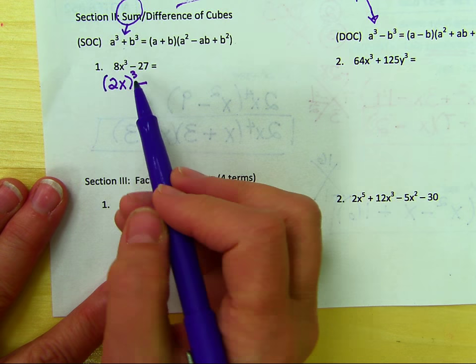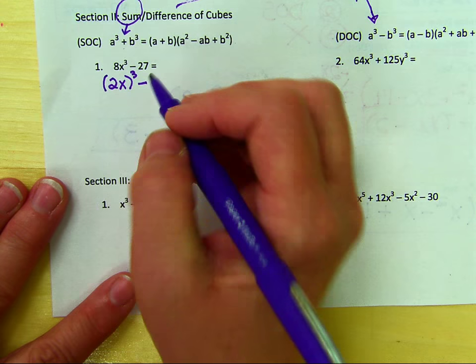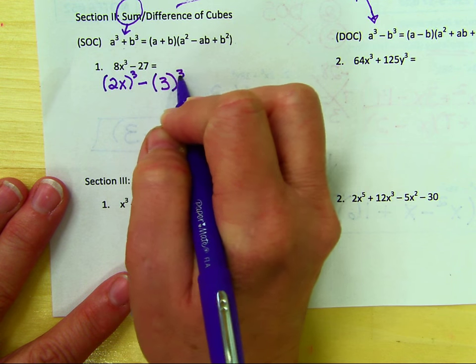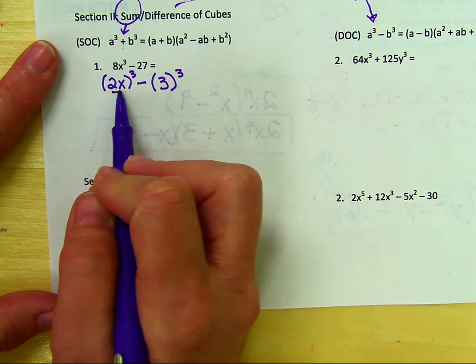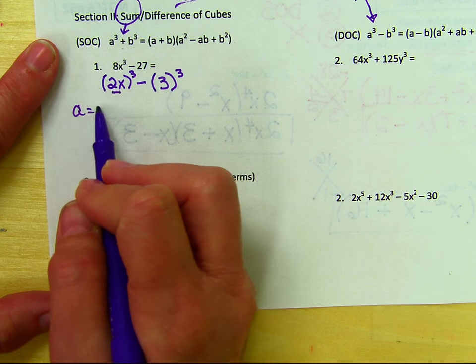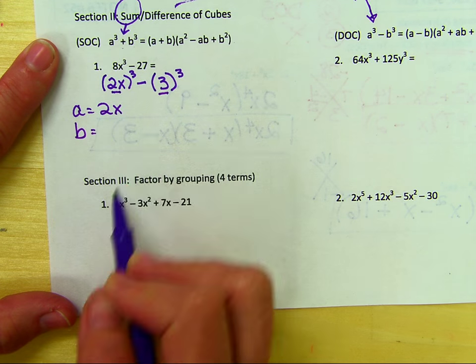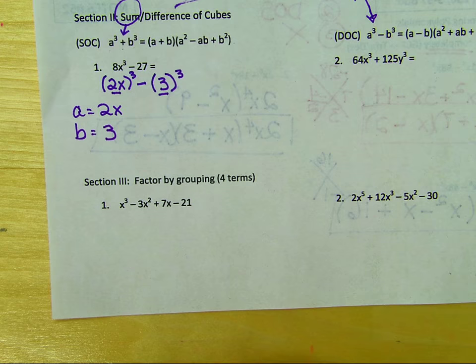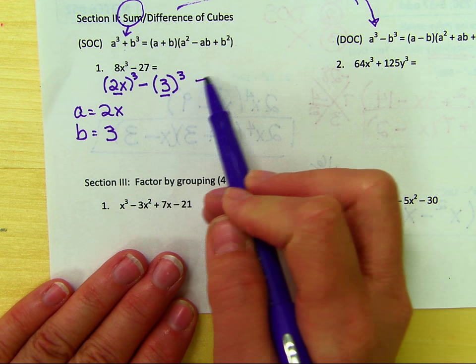What number cubed would give me 27? 3. I'm going to rewrite this as 3 cubed. So A is inside the parentheses, 2x, and B is inside the parentheses as 3. Okay, so this is a difference. I'm going to be using this formula right here.